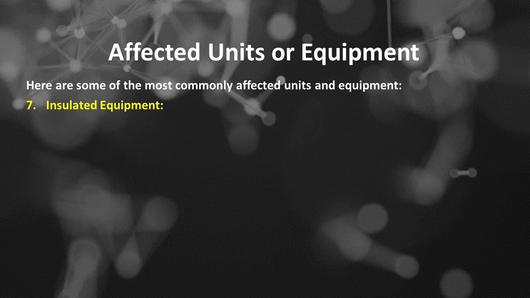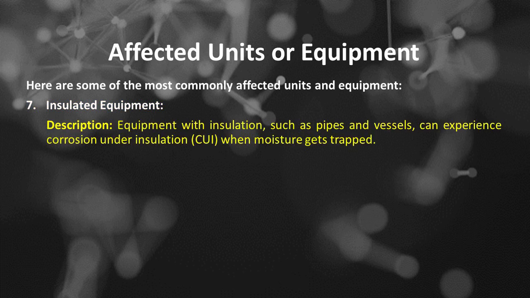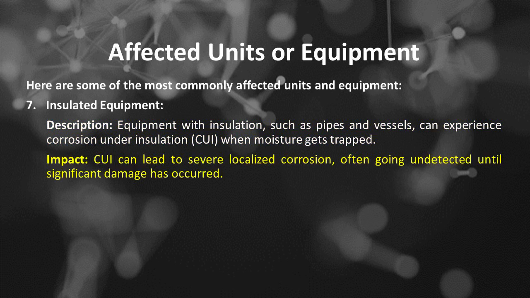Number 7 of the most commonly affected units and equipment is insulated equipment. Insulated equipment description. Equipment with insulation, such as pipes and vessels, can experience corrosion under insulation, CUI, when moisture gets trapped. Insulated equipment impact. CUI can lead to severe localized corrosion, often going undetected until significant damage has occurred.